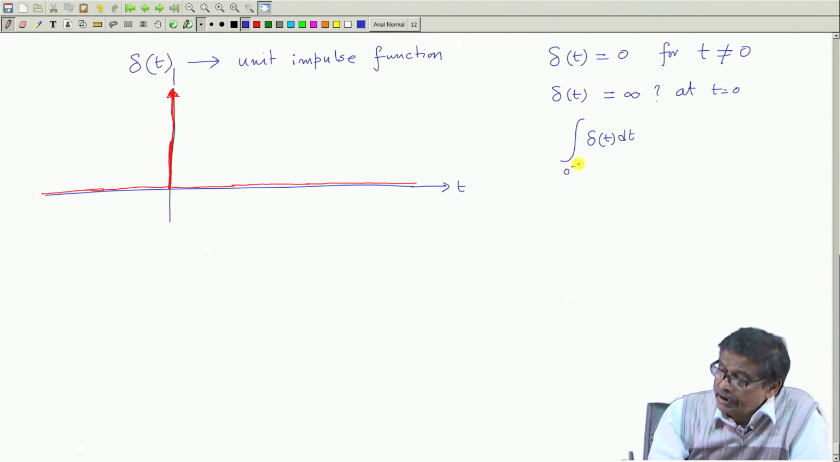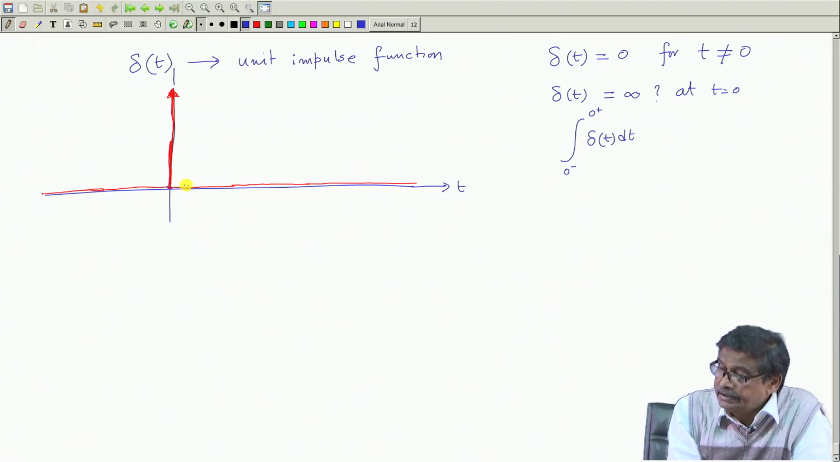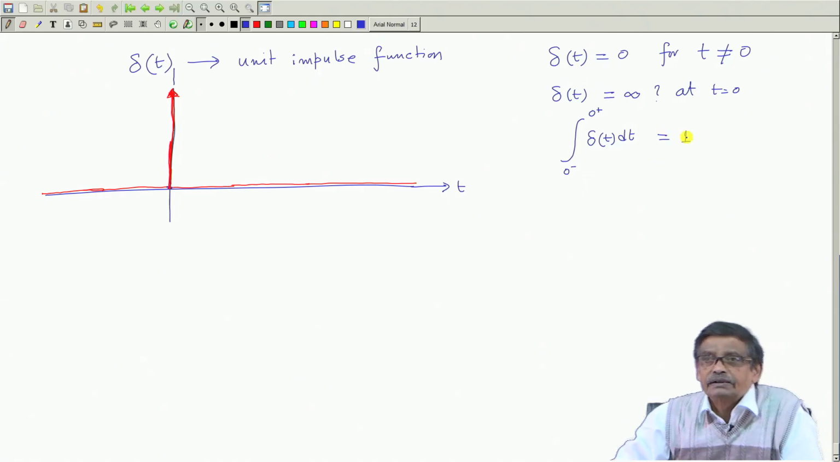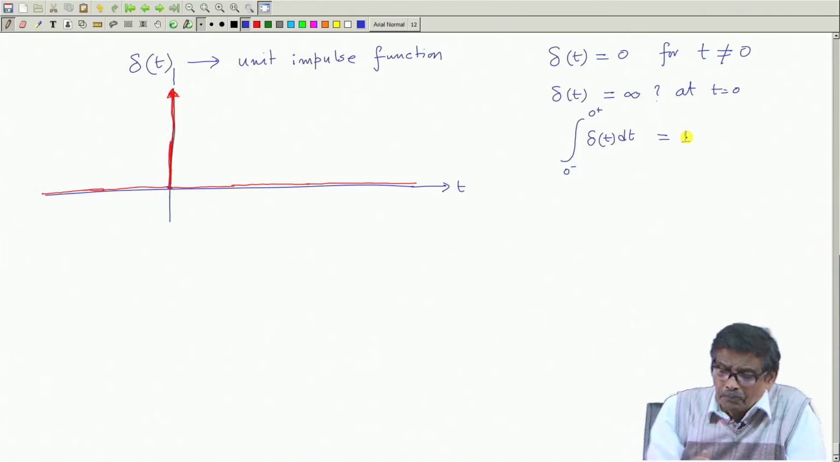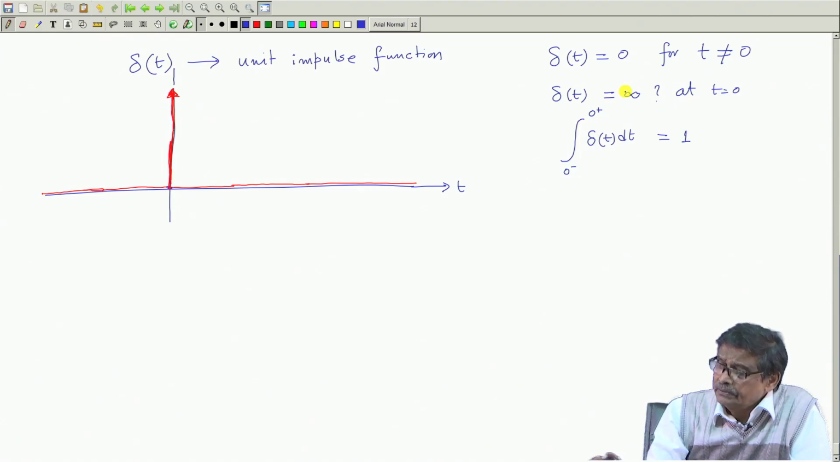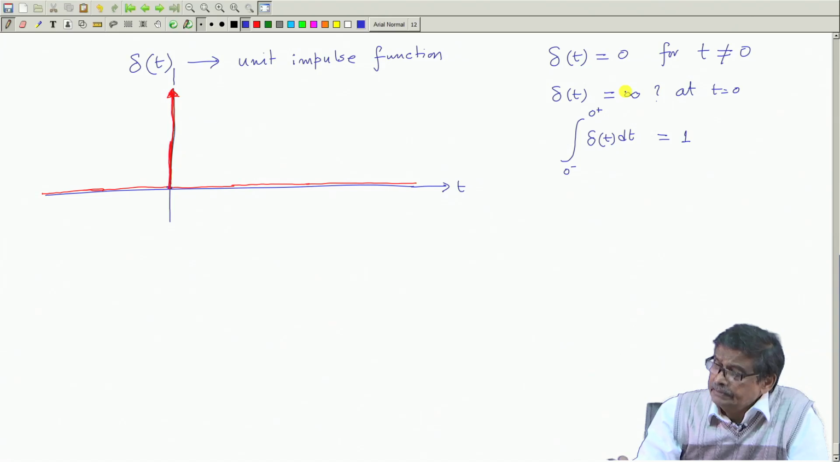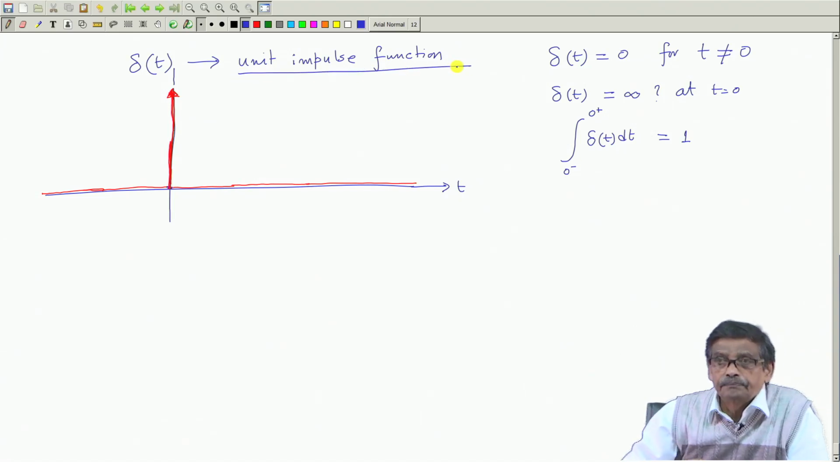integrated from 0 minus to 0 plus, close to 0 on either side, this integration must be 1. That is what I tried to tell. This is finite, but there is no point in asking what is the value of the function there, which is infinite. What will I do with that large number? Undefined. So, this is the basis of a unit impulse function.